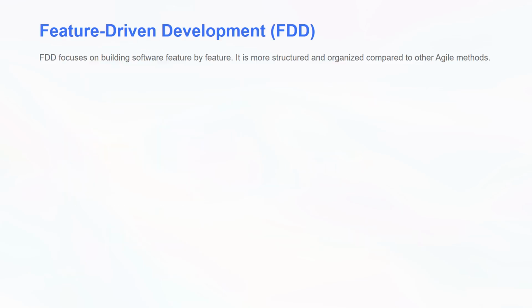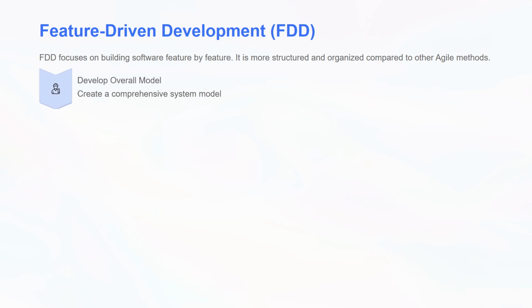Now let's move on to feature-driven development, also known as FDD. FDD is an agile methodology that focuses on developing software feature by feature. A feature here means a small client-valued function of the system, such as a specific task or operation. It follows a more structured approach compared to other agile methods.